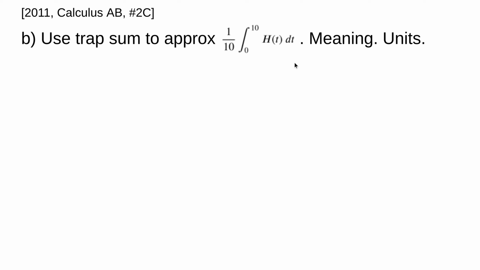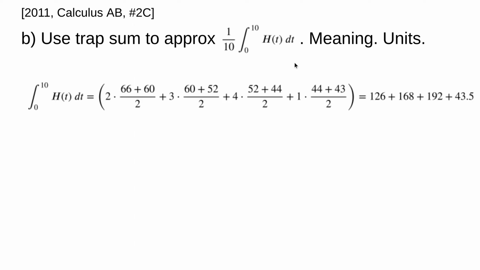In part B, we are asked to use a trapezoidal sum to approximate the value of 1/10 the integral from 0 to 10 of h of t dt, and to explain its meaning with the correct units. So using a trapezoidal sum to find this integral, we need 1/10 of whatever the value of this integral is, and because we're using a trapezoid sum, we may have different widths. We have to take the average of 2 consecutive endpoints.